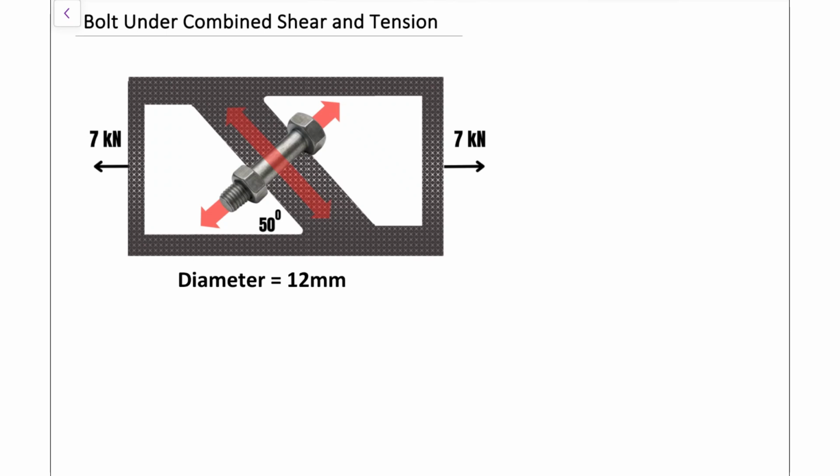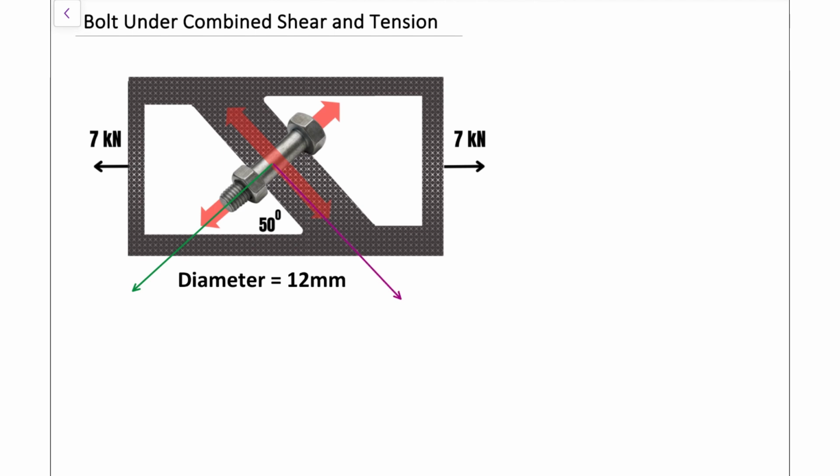So here we have a bolt that is undergoing a combined shear and tensile stress. Now what that means is our bolt is being stretched and at the same time it's being cut across. Now this force with the green arrow is going to be perpendicular to the cross-section area of our bolt in order to get that direct stress.